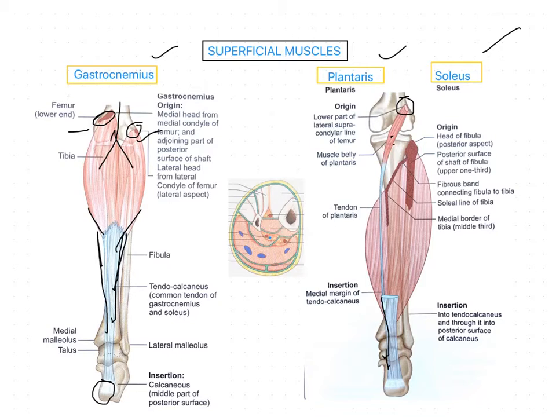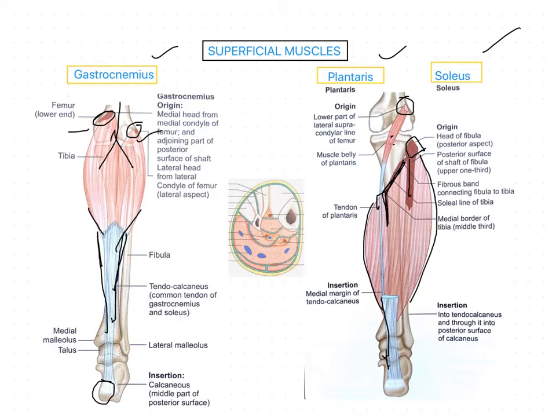Now coming to the soleus. The soleus is a very bulky muscle, as you can see. It originates from the soleal line and the middle one-third of the medial border of the tibia. It also has origin from the posterior surface of the head of the fibula and the upper one-third of the posterior surface of the shaft of the fibula.